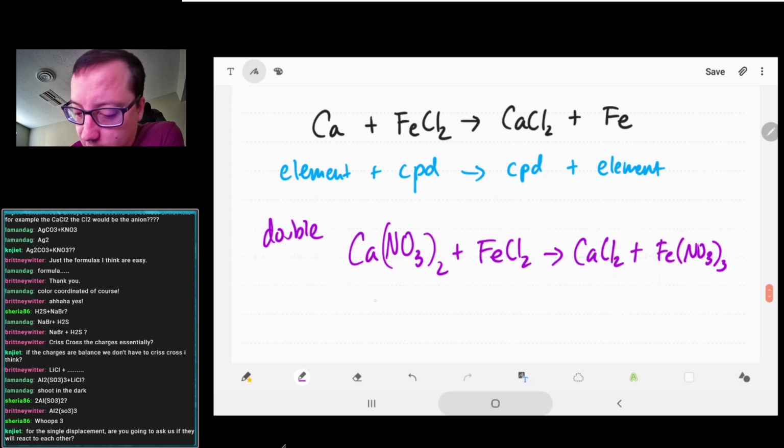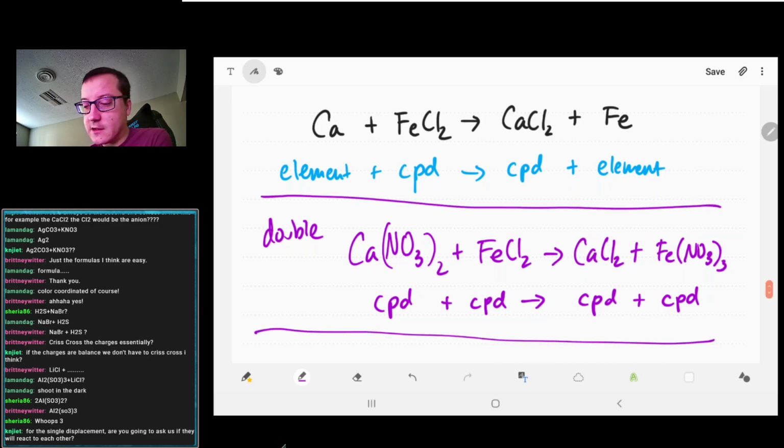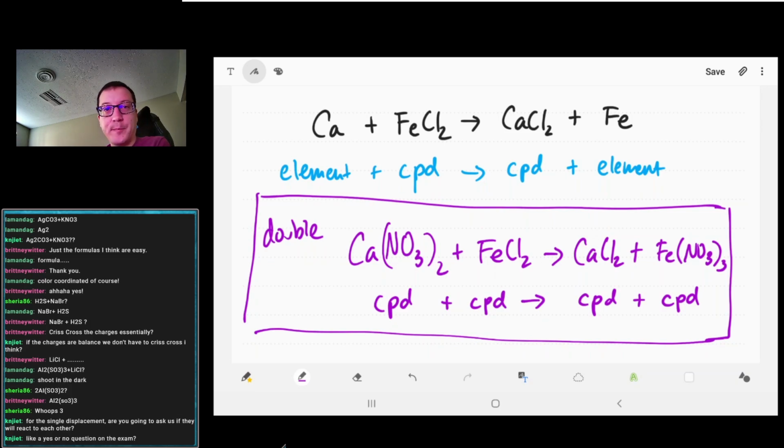So we have compound plus compound turns into compound plus compound. So we have two ionic compounds coming to us. We're not going to worry about that. This is separate. Just unboxing it and doing it in purple. We are not going to have to predict it for us. For us, assume it will always work, okay? No, we're not going to have that.